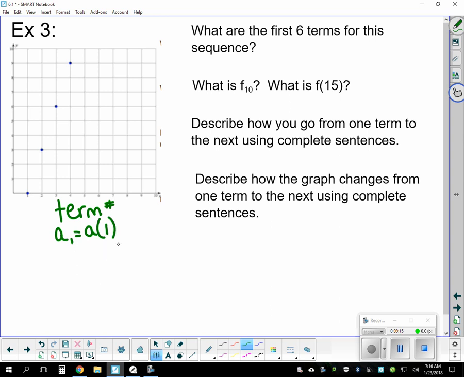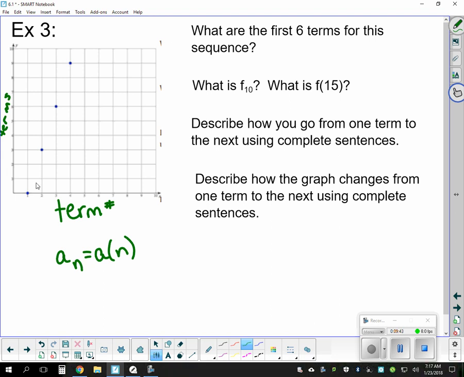Now, if we want to just generalize this and not say we're talking about the first term, we can call these A sub n's, and n is going to be some number, 1, 2, 3, 4, 5, 6, 7, depending on what we're looking for, which is equal to A of n. So that would be a better thing to label here, because that generalizes it. And then over here, these are your actual terms.